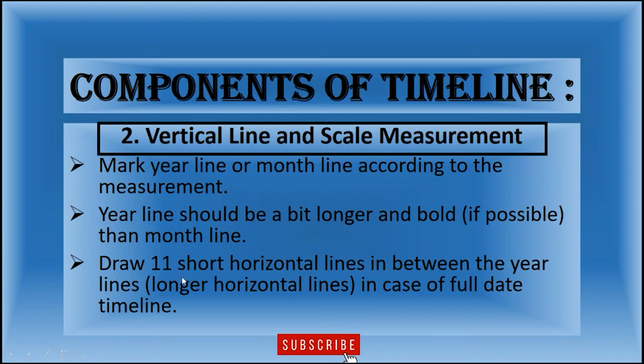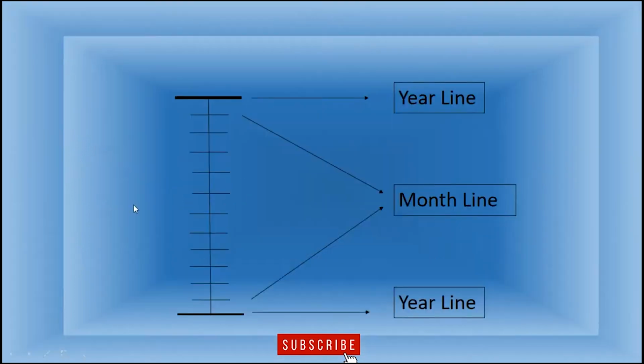So draw 11 short horizontal lines in between the year lines, longer horizontal lines in case of a full date timeline. If it is a full date timeline, you have to draw the 11 shorter lines. This is the year line, longer and bold, this is also a year line, longer and bold, and the others are month lines, smaller. 1 2 3 4 5 6 7 8 9 10 11.